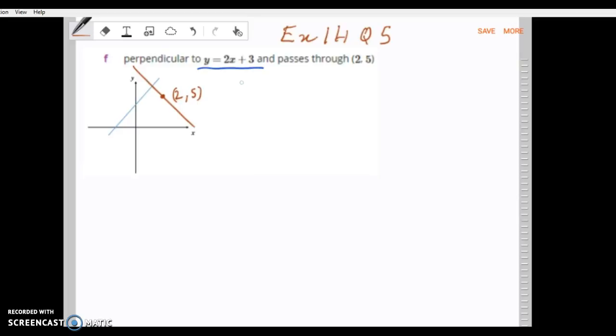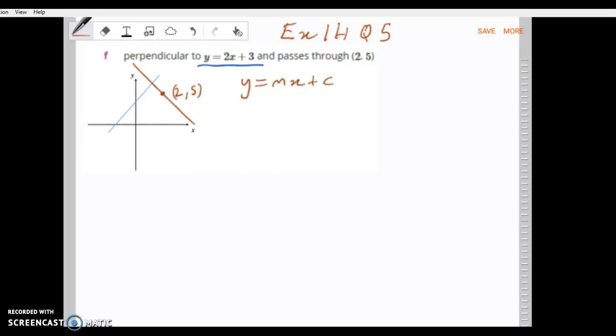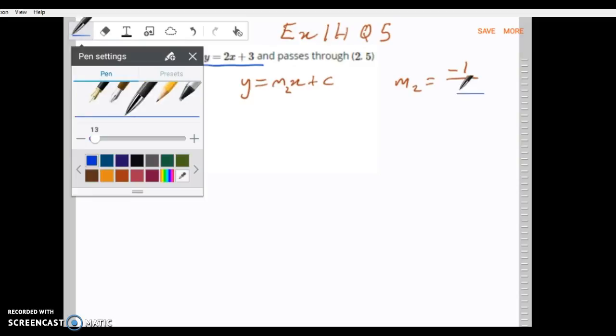Once again, we're going to end up with an equation that looks like this, and our job is to find the gradient and the y-intercept to get the equation. So the fact with perpendicular lines is that their gradients are related by this equation. M2, the second gradient, so this will be our M2 here, the gradient of our line, is equal to -1 divided by the other gradient.